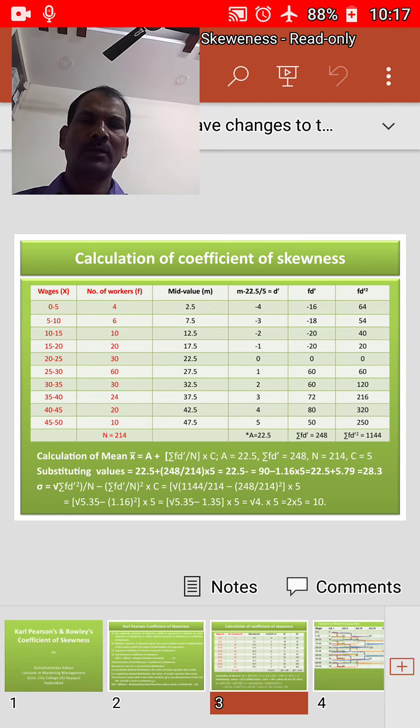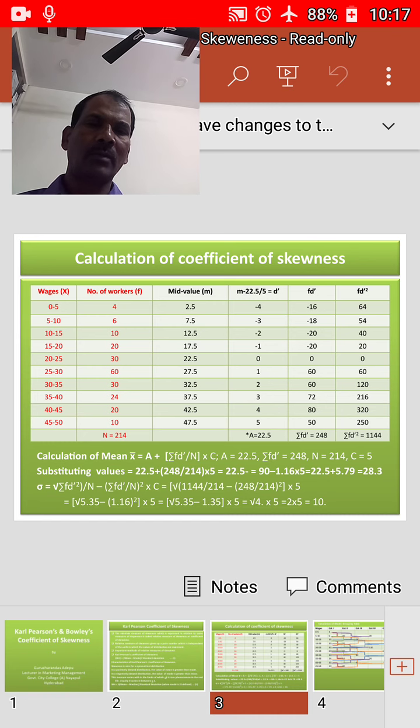22.5 minus 22.5 is equal to 0. 27.5 minus 22.5 by 5 is nothing but 5 by 5, 1. 32.5 minus 22.5 by 5 is equal to 2. 37.5 minus 22.5 by 5 is nothing but 15 by 5, 3. 42.5 minus 22.5 by 5 is nothing but 20 by 5, 4. That is 47.5 minus 22.5, that is 25 by 5, is nothing but 5.